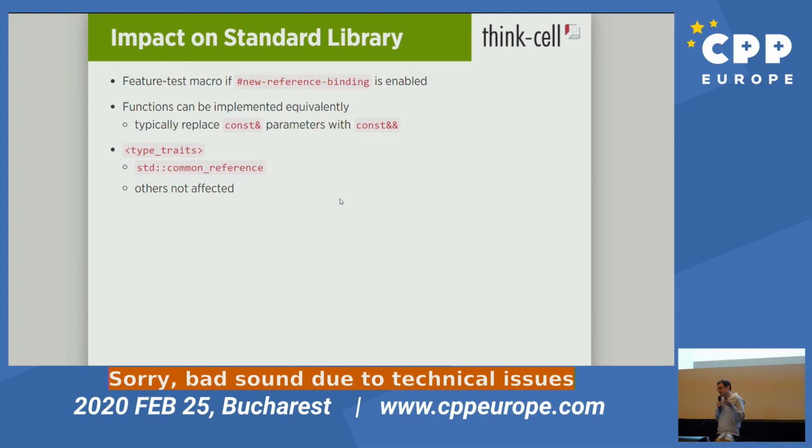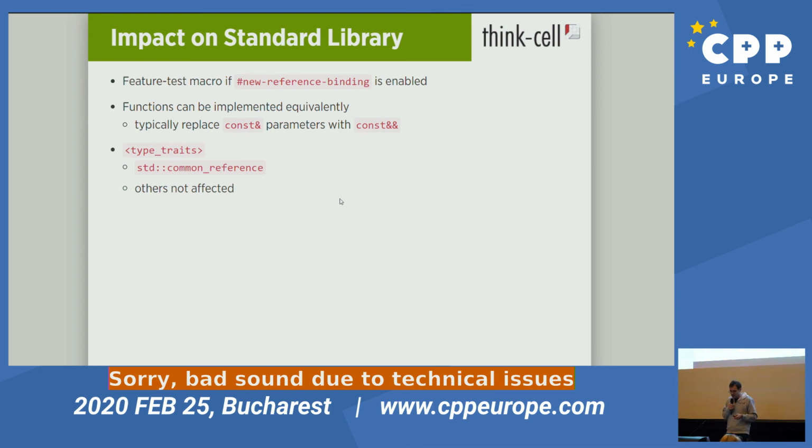I thought about, okay, what kind of impact would that have on the standard library? I think it wouldn't be so terrible. Of course, we probably would need some feature test macro. And functions are kind of equivalent. Once the declaration of a function is written, it does what it does. It either takes L values or it doesn't take L values, R values. So the behavior wouldn't change.